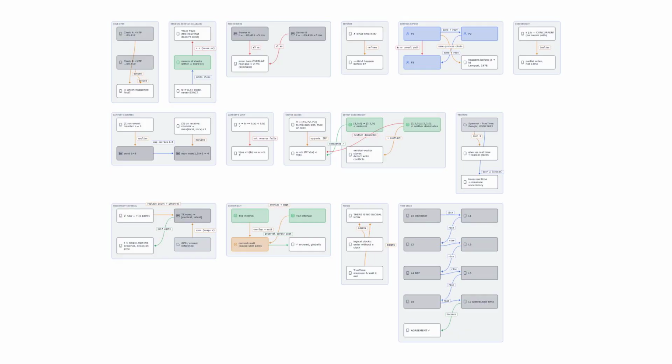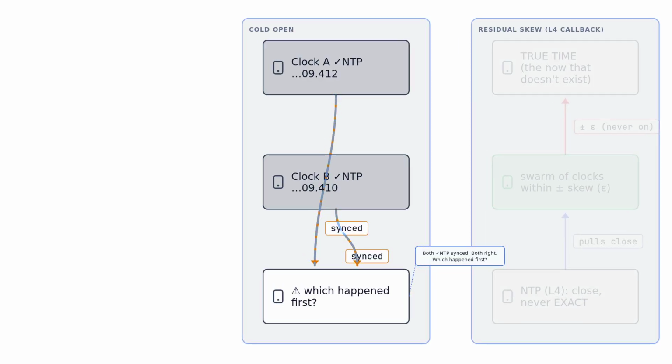There is no global now. Ordering events without a shared clock, the capstone of the time stack. Two clocks, both synced via NTP, both as right as a clock gets. Event A reads 0.412, event B reads 0.410, and yet you cannot say which came first.